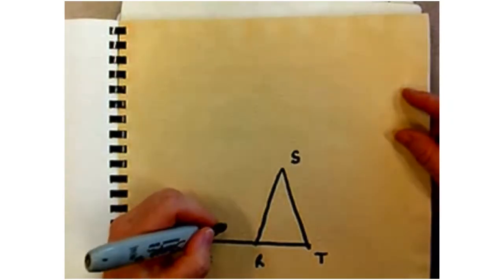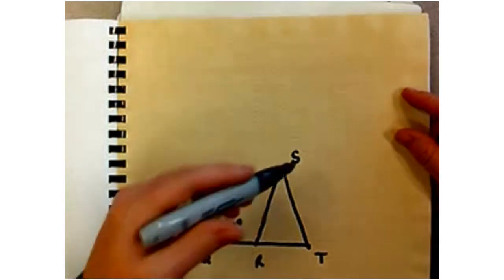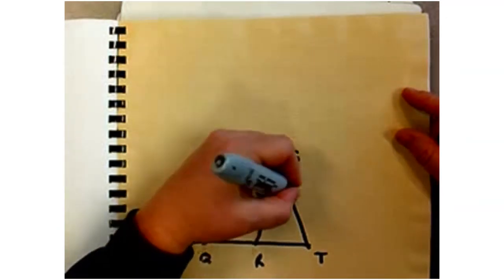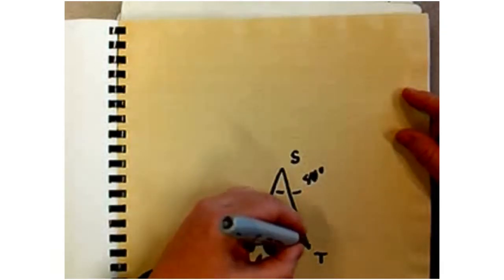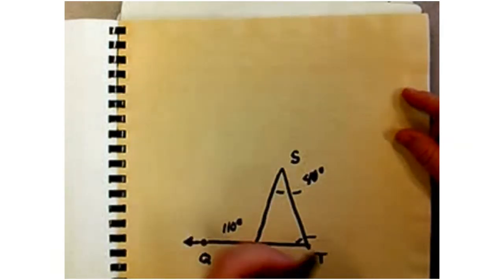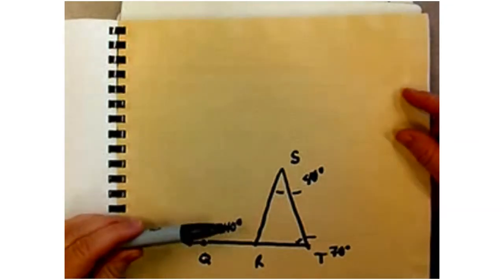QRS is the exterior angle. They're saying that's 110 degrees. And at S, they have a little squiggly line going outside the triangle saying that's 40 degrees. And at T, they have a little squiggly going to the outside of that vertex saying that's 70 degrees. And so if you check it, you go, oh, that's right.